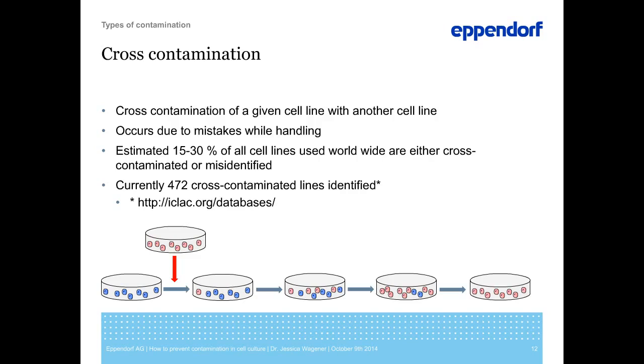We know this problem already since 1967, when the first publication came out. Still to date, we know that 15 to 30% of all cell lines used are either cross-contaminated or misidentified. Currently, there are more than 400 cell lines identified to be cross-contaminated.